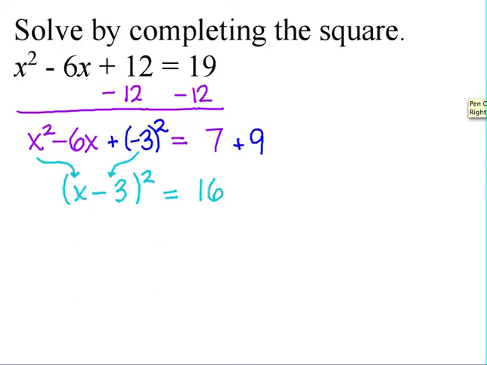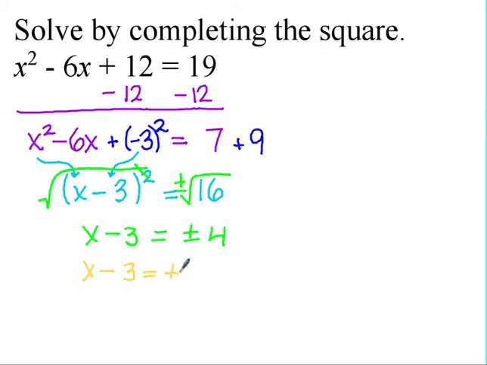How do you undo something that's squared? Take the square root. So I'm going to take the square root of both sides. What's the important thing to remember whenever you take the square root? Plus or minus. So on the left, what happens to the square roots? They cancel, and I'm left with x minus 3. On the right, what's the square root of 16? 4. So I'm going to write this as two quantities. X minus 3 equals positive 4, and x minus 3 equals what? Negative 4.